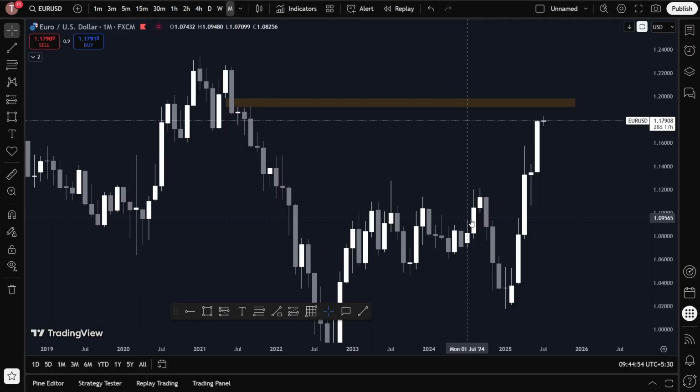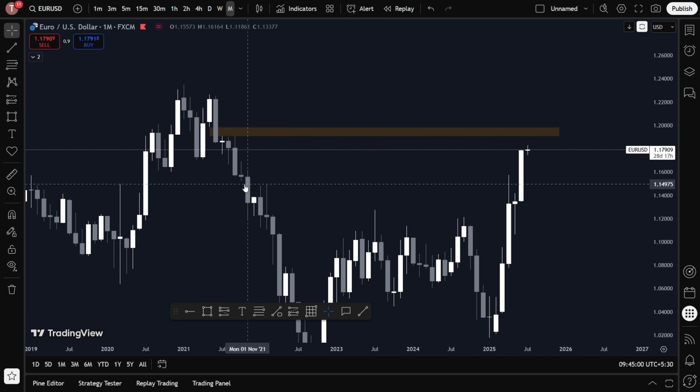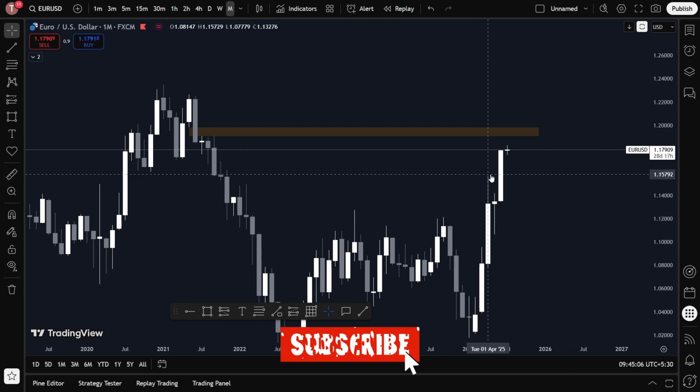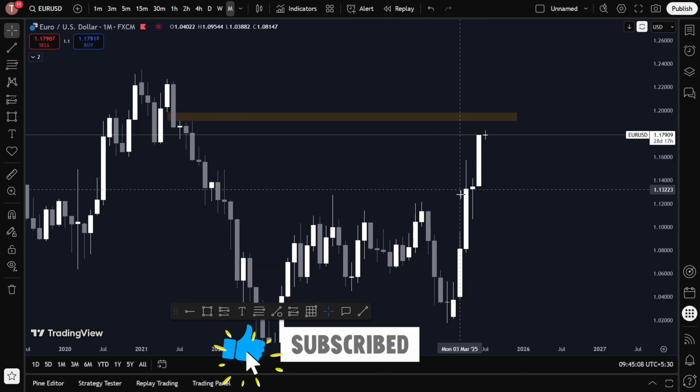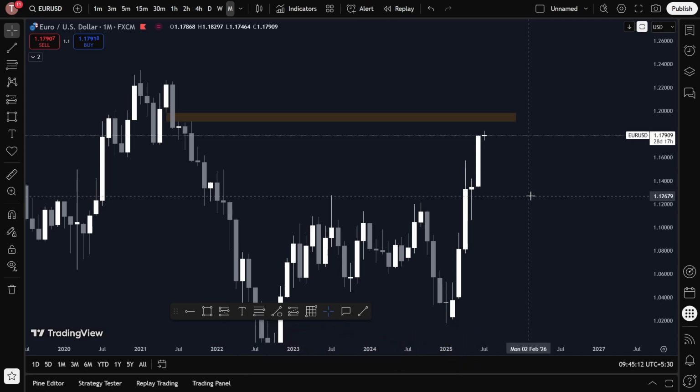So this is the monthly chart, and what we can see is that we are approaching this monthly FVG, because everything here was mitigated by the price, and we have closed above the previous highest wick of the move, which confirms that the price is really bullish for EURUSD right now. So let's move to the weeklies.